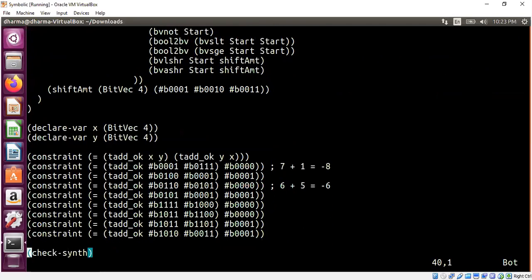I didn't specify what the meaning of 2's complement addition is, or what overflow and underflow really mean. I didn't say that. I just give some examples.